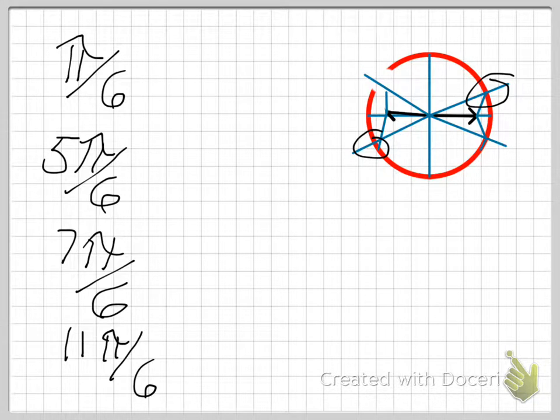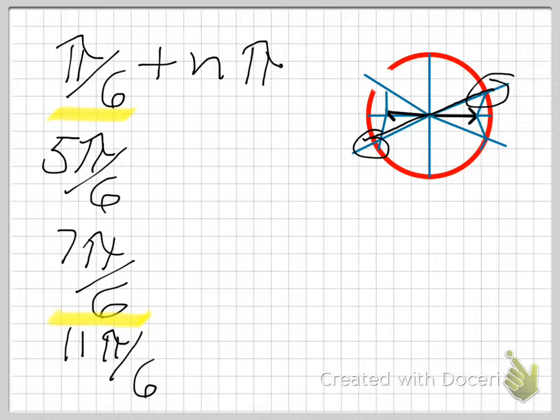Since these are infinitely expressed, we would need to add plus 2n pi to each of them, but since they're symmetric, this one is directly across from that one, we could just say plus n times pi, and that covers the 11 pi over 6, and it also covers the 7 pi over 6.